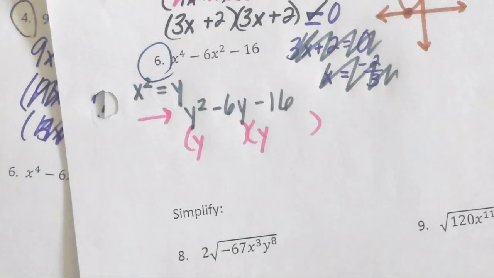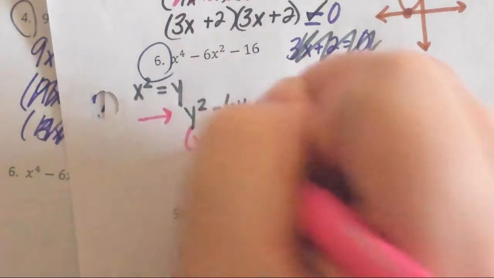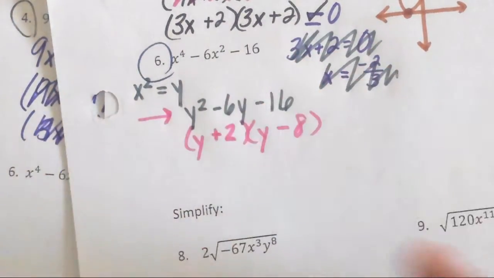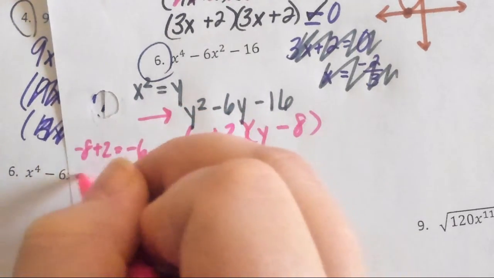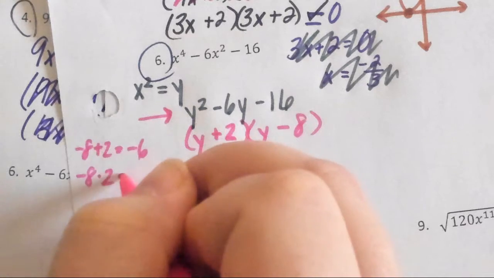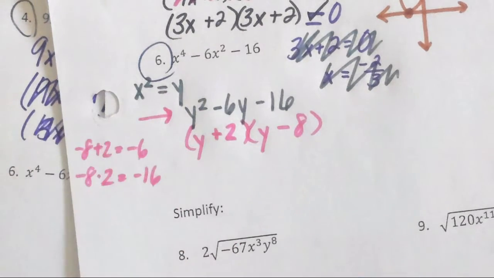Y plus 2 and y minus 8. And our trio is correct. Negative 2 plus 8 is negative 6. Negative 8 times 2 is negative 16. So those are the perfect things. You can have a point. Okay, I wanted to circle that and call that my answer, but we have a problem.